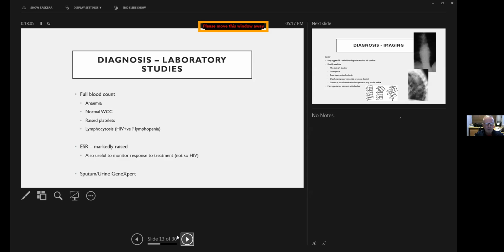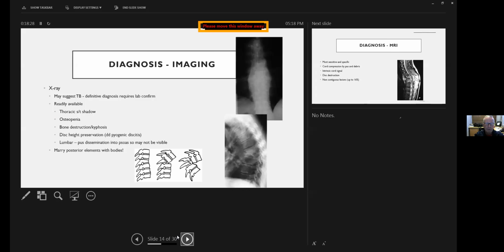ESR, I know there's going to be talk about that. We use that, and it's almost invariably markedly raised, and we use it not just to diagnose, but also to monitor. And we realize that in HIV, it's not so helpful. And then as a laboratory study, thinking in terms of either using sputum or urine for GeneXpert, because we know that primary often comes from those sites.